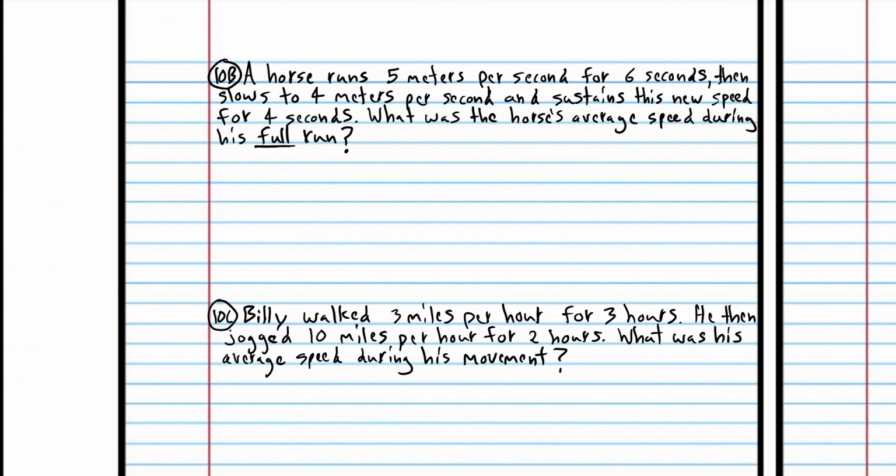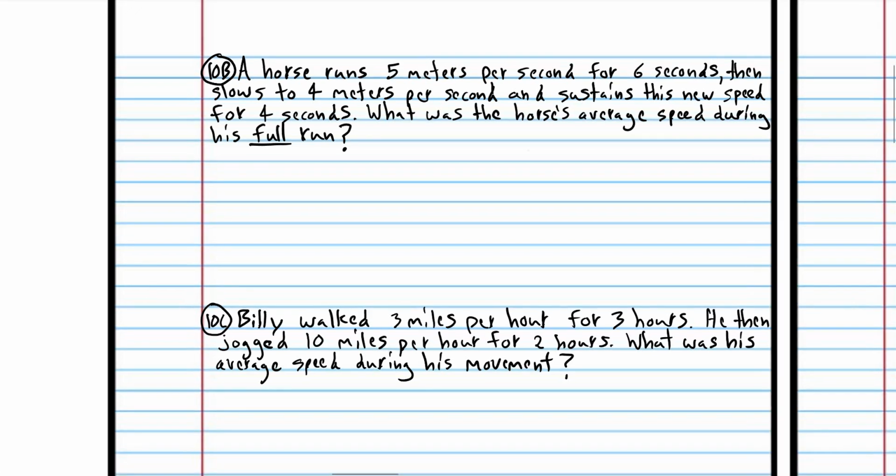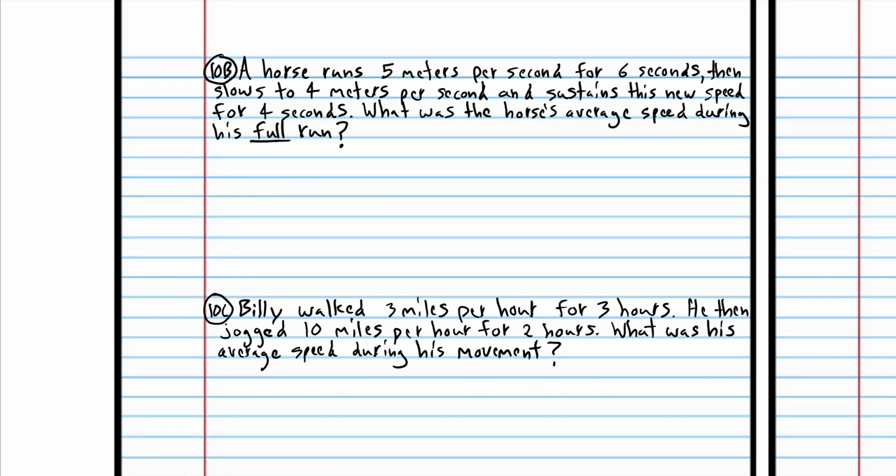A horse runs 5 meters per second for 6 seconds, then slows to 4 meters per second and sustains this new speed for 4 seconds. What was the horse's average speed during his full run? All right, so again, the average speed is total distance divided by total time for both phases. So total distance is 5 meters per second times 6 plus 4 meters per second times 4, which is 30 plus 16, which is 46 meters.